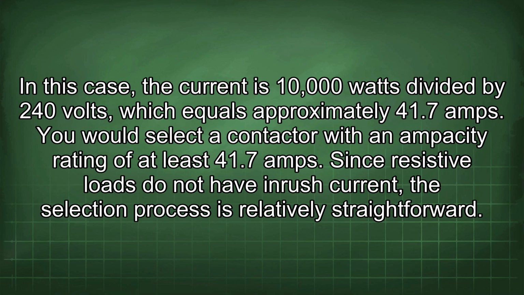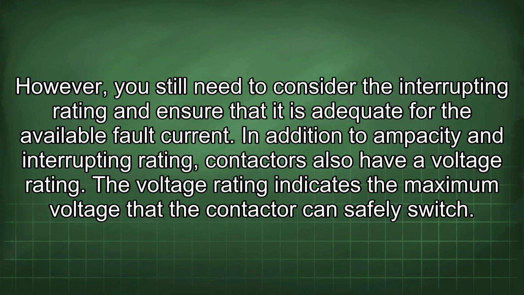In this case, the current is 10,000 watts divided by 240 volts, which equals approximately 41.7 amps. You would select a contactor with an ampacity rating of at least 41.7 amps. Since resistive loads do not have inrush current, the selection process is relatively straightforward. However, you still need to consider the interrupting rating and ensure that it is adequate for the available fault current.